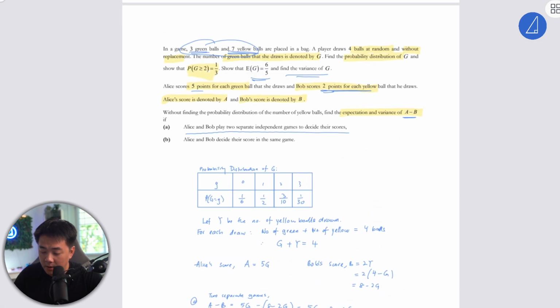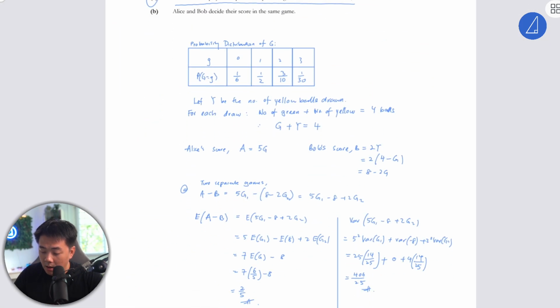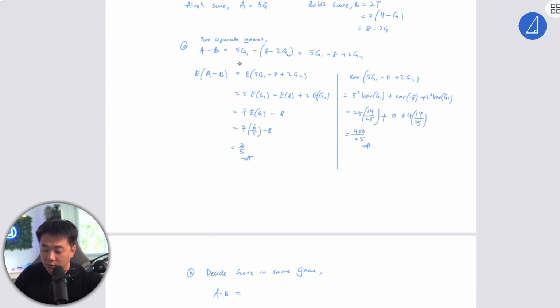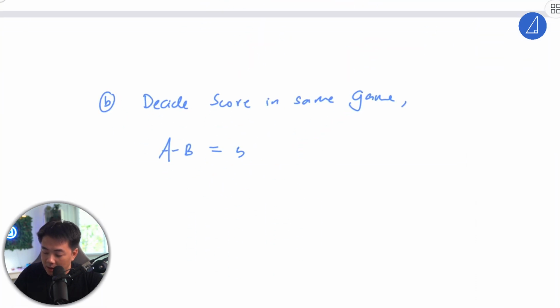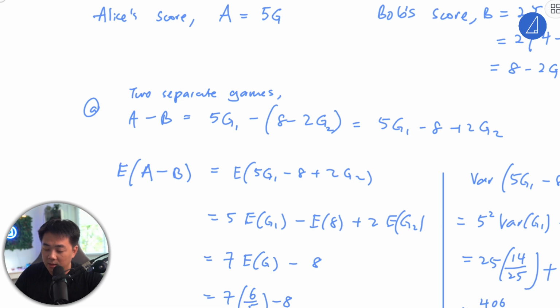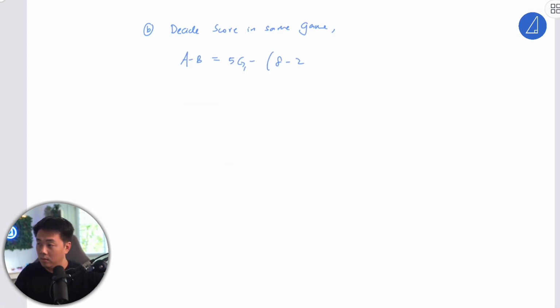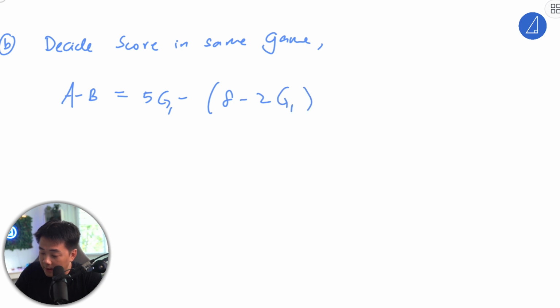So that's that. Let's look at part B. The difference between A and B is stark. You have to take note. If Alice and Bob decide their score in the same game, it means you draw the game, you draw 4 balls. So it's still 5G minus 8 minus 2G. The only difference is that this is 5G1 minus 8 plus 2G1, because this is the same game. So this is G1 and G1. Meaning to say this is 5G1 minus 8 plus 2G1, which is 7G1 minus 8.